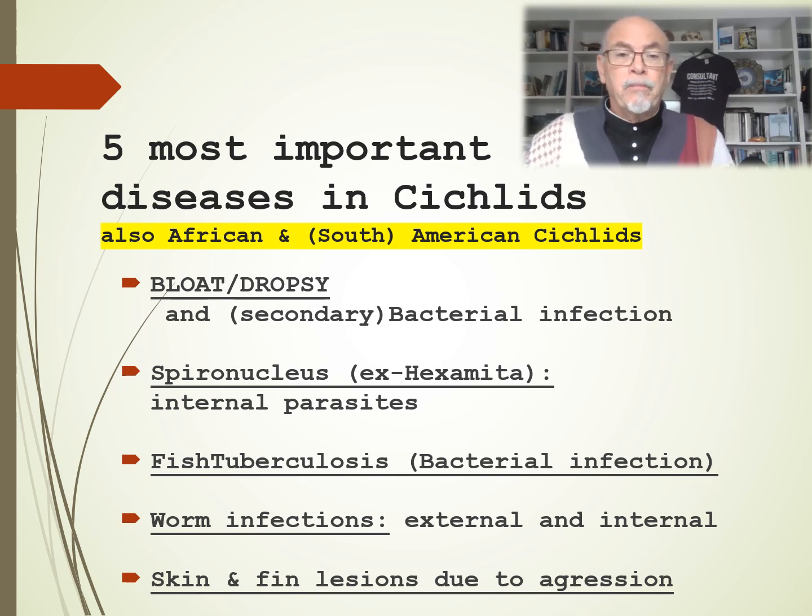So the 5 most important diseases in our cichlids, where I'll talk about the African cichlids and the South American and Central American cichlids. Of course, first of all, we know bloat or dropsy and secondary bacterial infection. Yes, very common. Spironucleus, that used to be called Hexamita, an internal parasite. Fish tuberculosis or bacterial infection. Worm infections, external and internal worms. Skin and fin lesions due to aggression.